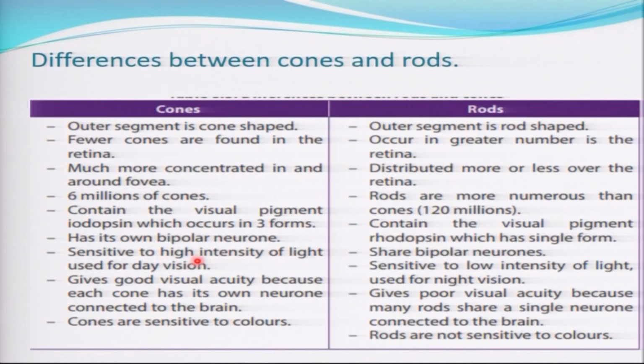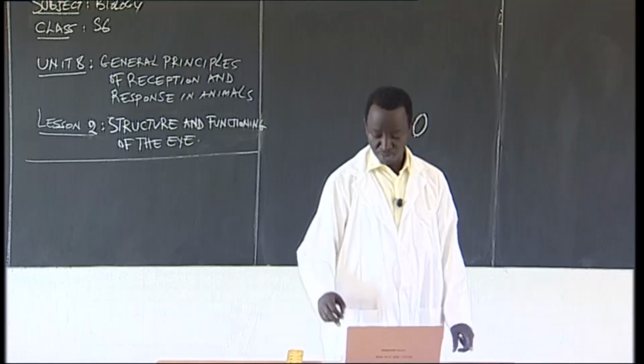Cones are sensitive to the high intensity of light. As you have seen, they are able even to see different colors. Rods are sensitive to the low intensity of the light. Cones give good vision because they can sense high intensity light. So the cones are sensitive to the colors and help you to see different colors, while rods are not sensitive to colors. Those are photoreceptors. They are two: cones and what? And rods.